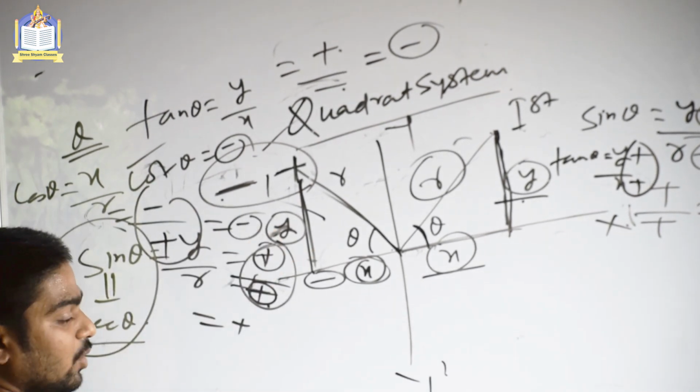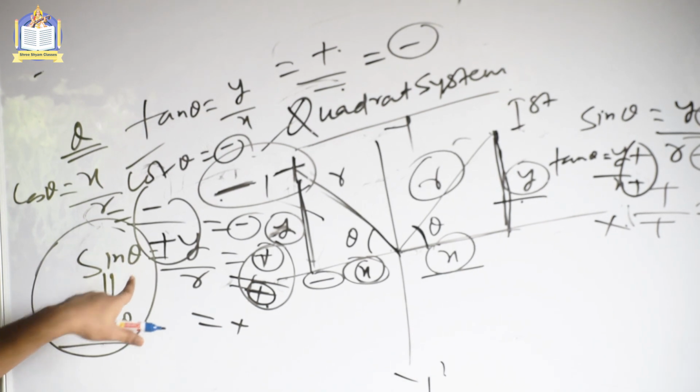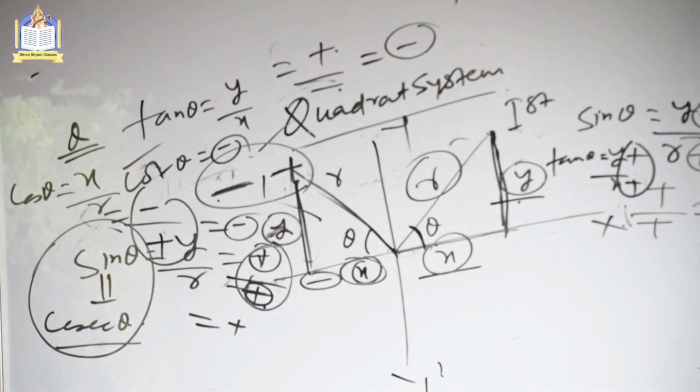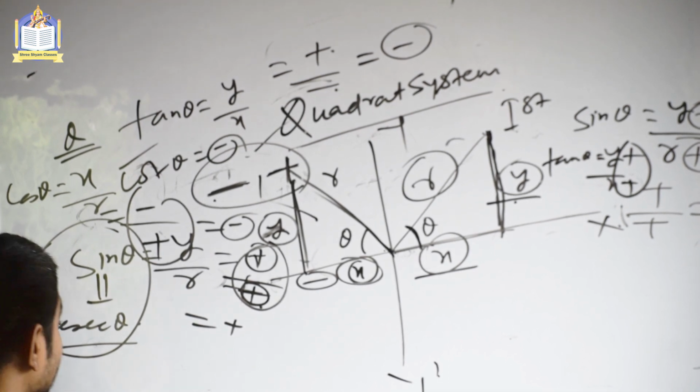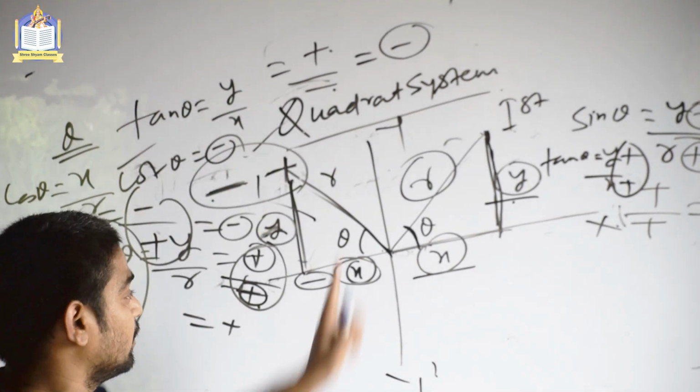So in the second quadrant, except sin theta and its reciprocal, cosec theta, everything is negative. Only sin theta and its reciprocal are positive and the others are negative. Hope it's clear now.